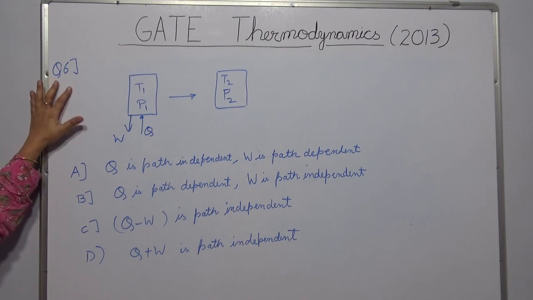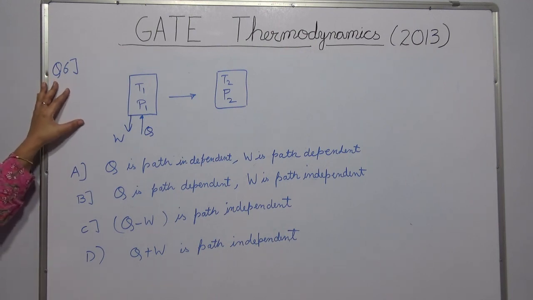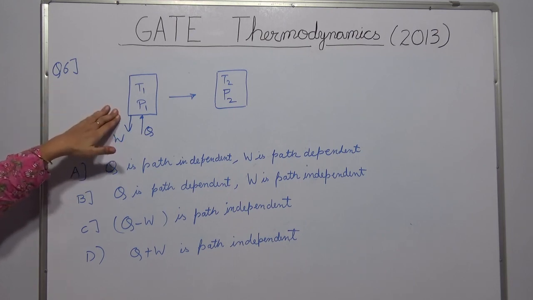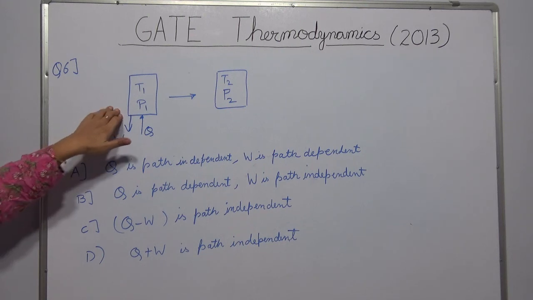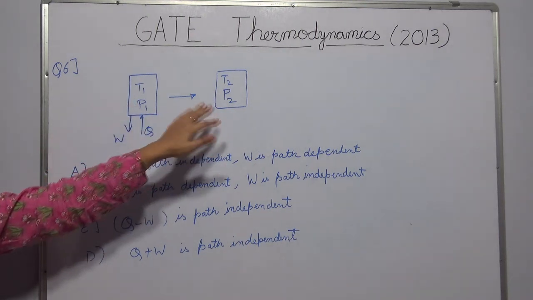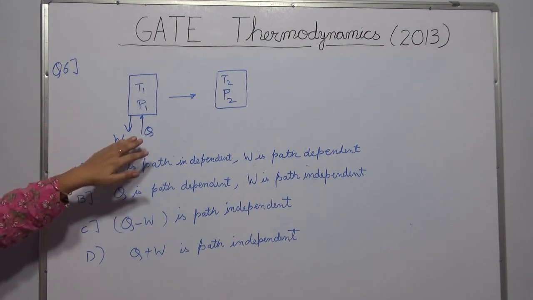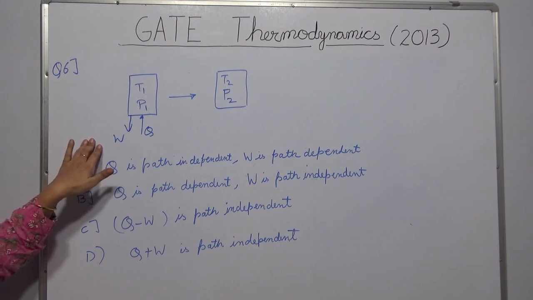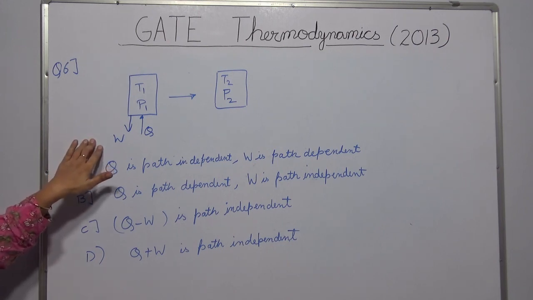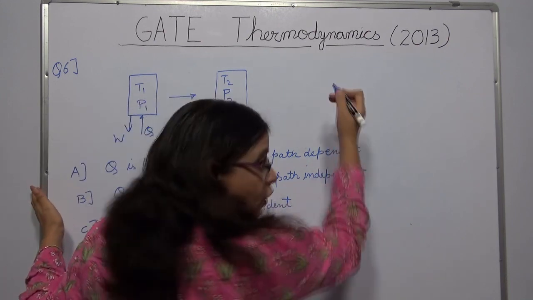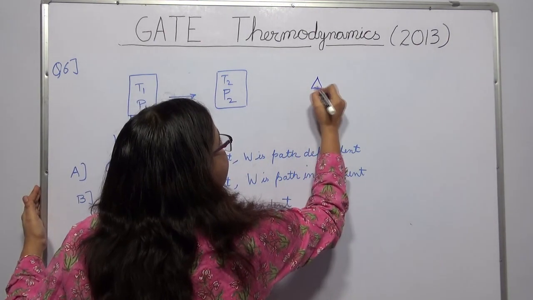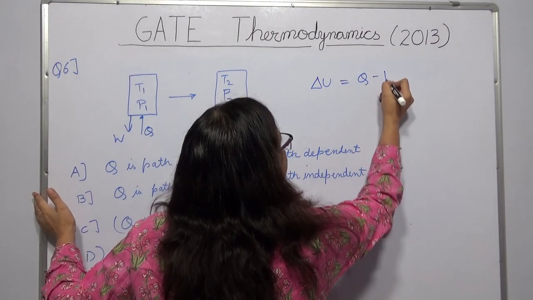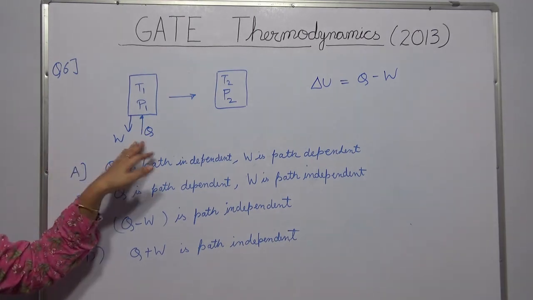Okay, question number 6. It talks about a closed system which contains a pure fluid. Now the thermodynamic state of this system changes from T1 P1 to T2 P2, where we are denoting that the heat absorbed by the system is positive and the work done by the system is positive. Okay, so in this notation, let's write down your first law. So your first law will be the change in internal energy is equal to Q minus W. Okay, so keep this in mind.